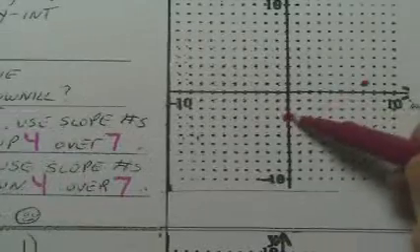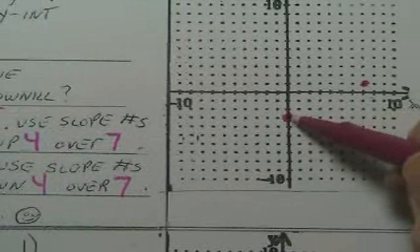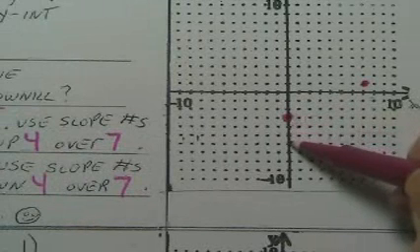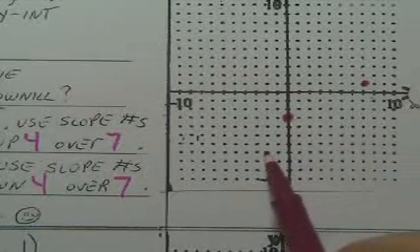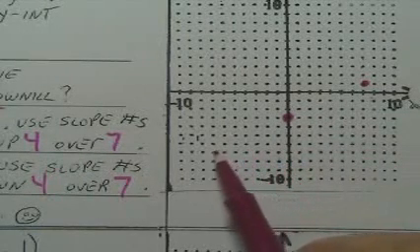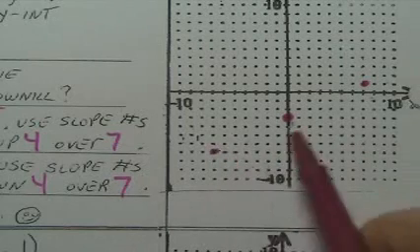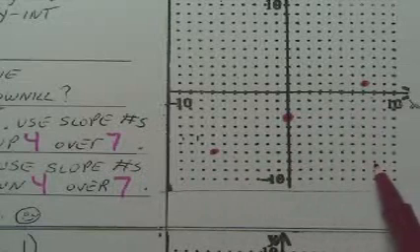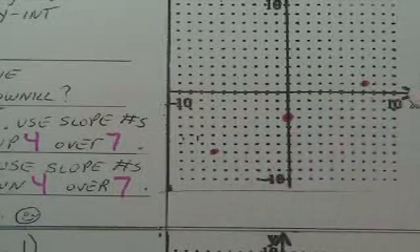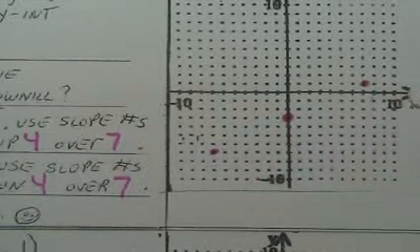So starting at the y-intercept, go down 4, down this time, 1, 2, 3, 4, and over 7. So it's this way, 1, 2, 3, 4, 5, 6, 7. And notice how they line up. See, if you would have gone the other way, that wouldn't line up. So now you have your 3 points. Now we draw a line through them.